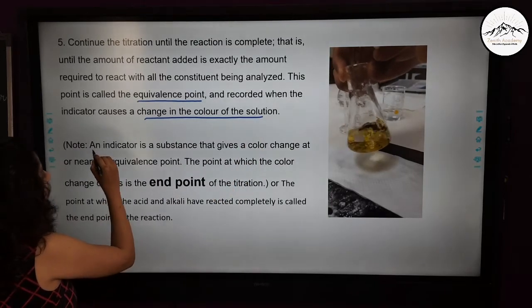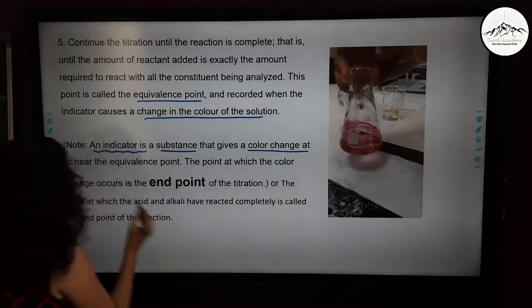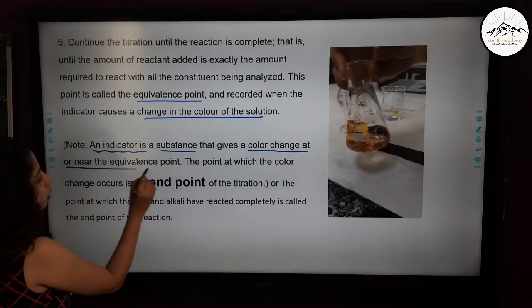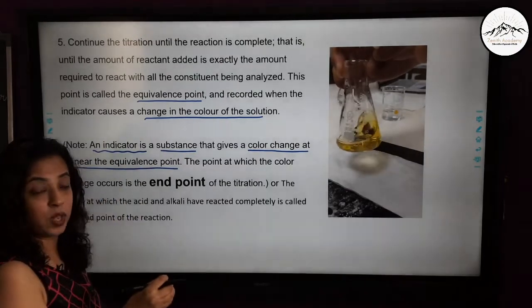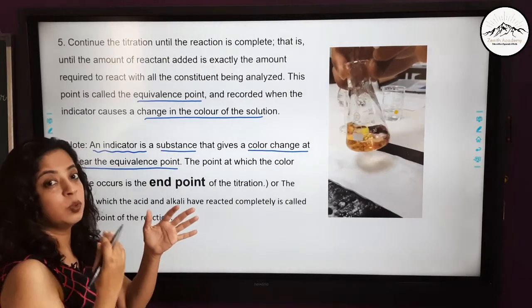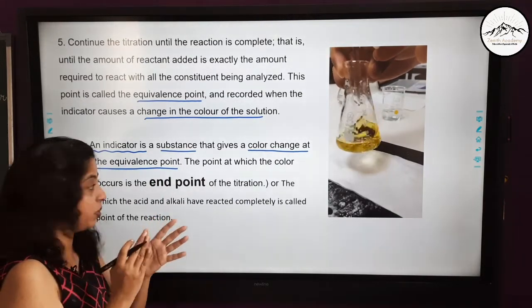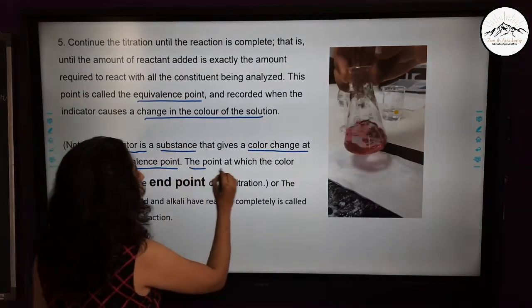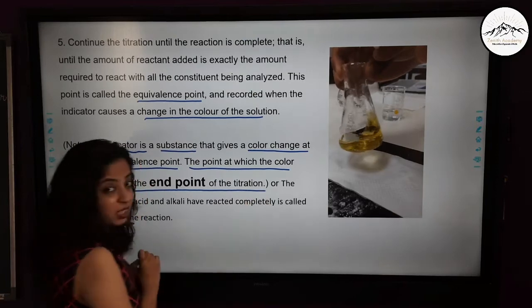Now, what is an indicator? I told you an indicator is a substance that gives a color change at or near the equivalence point. It doesn't give it exactly at the equivalence point, because at the equivalence point it is neutral. So most of the time it shows a color change when it is acidic or basic. So the point at which the color change occurs is the end point of the titration.